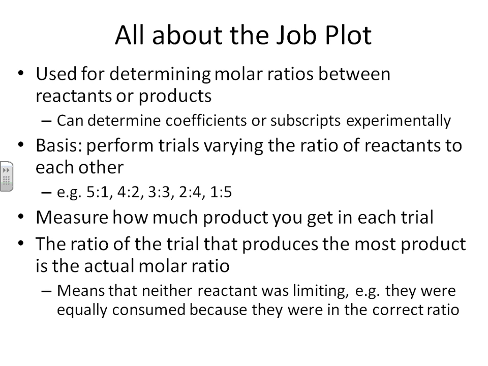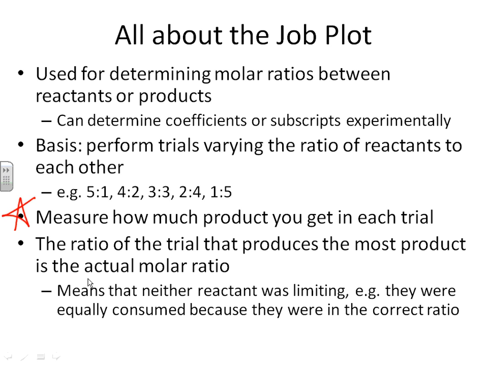So what you do in a job plot experiment is you experiment with ratios. You do a whole bunch of different trials where you're varying the ratio of, in this case, the two reactants to one another. You might run a trial where they are in a ratio of 5 to 1, then 4 to 2, and then 3 to 3, 2 to 4, and 1 to 4. So you vary the ratios. You get a whole bunch of experimental data that's got different ratios of, in this case, reactant to reactant.